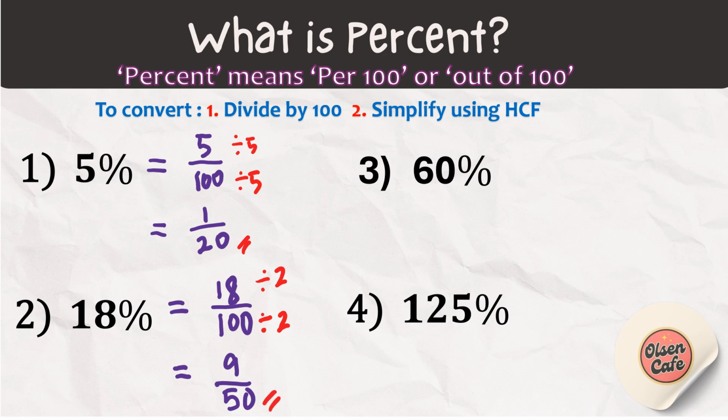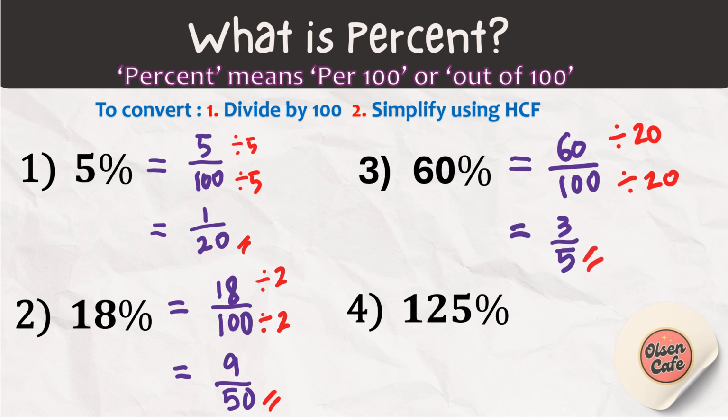Now let's take a look at a bigger number, which is 60%. So we apply the same step. So 60 out of 100. And then what is the common factor between the two? All right. Most students at this point will just simply divide by 2 and divide by 2, and so on and so forth. But over here, if you are able to identify the highest common factor, it is actually 20. So I can easily simplify the fraction within one step. So with this, I'm able to get the answer, which is 3 over 5.